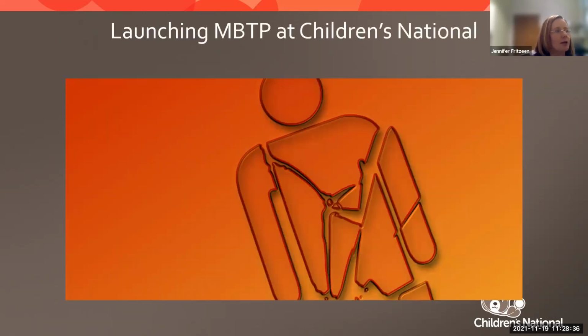Now, we decided to launch massive blood transfusion at Children's National, really based upon our trauma verification. Back in 2009 or 2010, the new Orange Book came out, which is our trauma Bible. And that's what said that all trauma centers had to have a massive transfusion protocol.